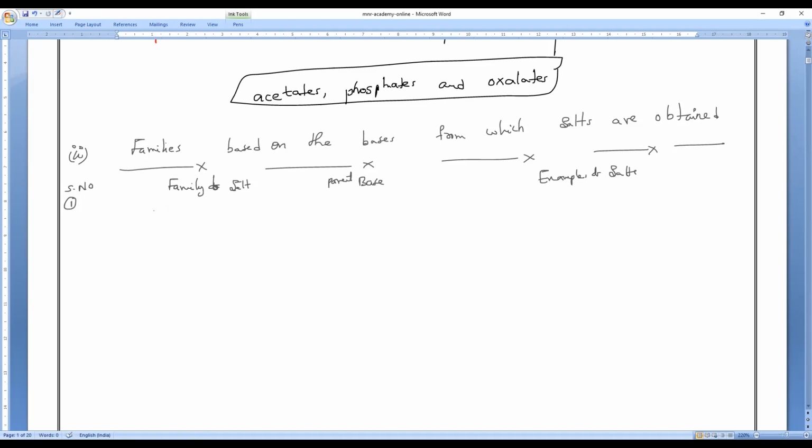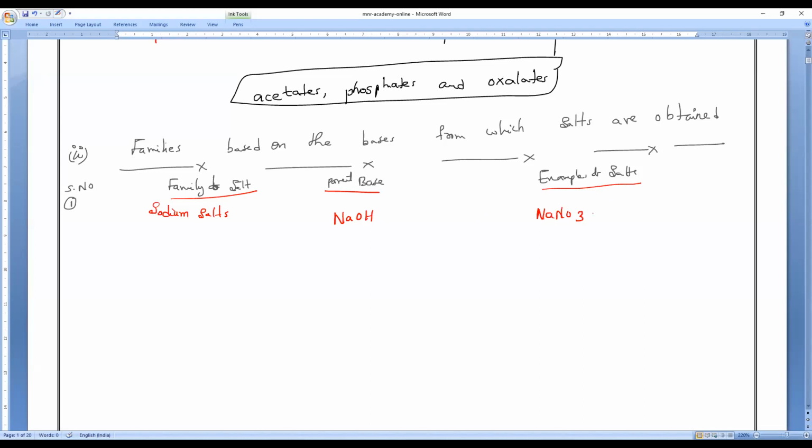So sodium salts. What is the parental base we are using? Sodium salt means sodium hydroxide. So whatever salt you have with sodium, that's all sodium salts. What are the salts you know?